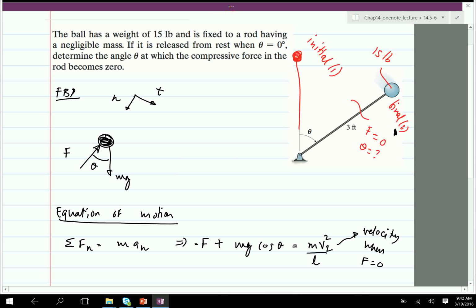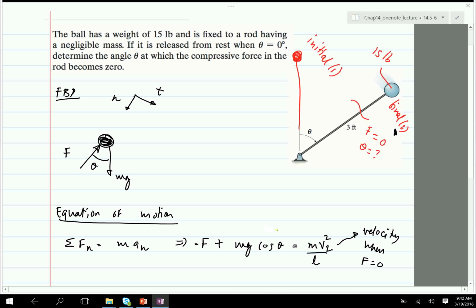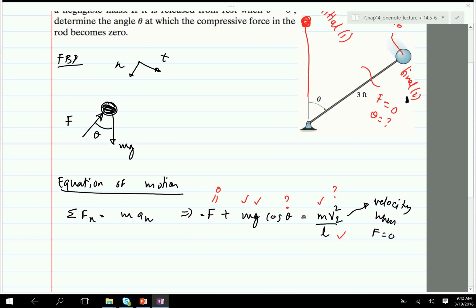Okay, so what I'm asked is find theta when f is equal to 0. So I know m, I know g, I know l. I do not know v2. So as long as I can solve for V2, I can then find theta. Now to find V2, I could use F equals ma.